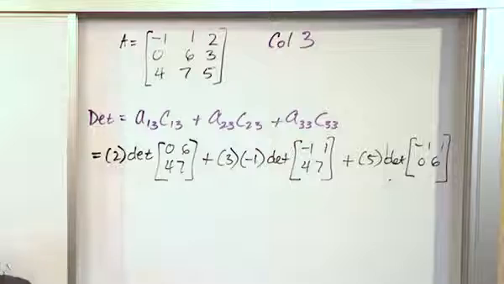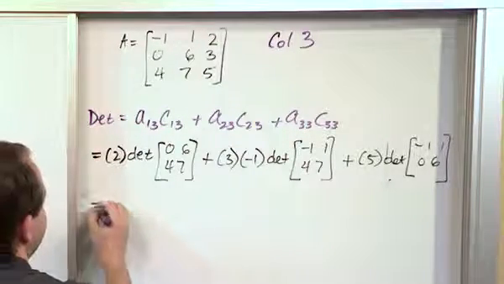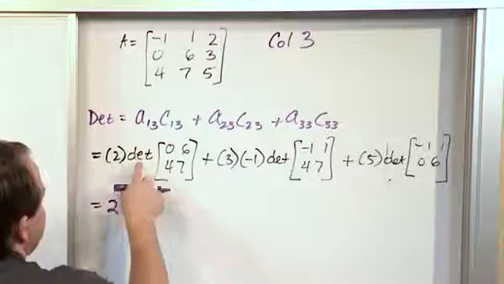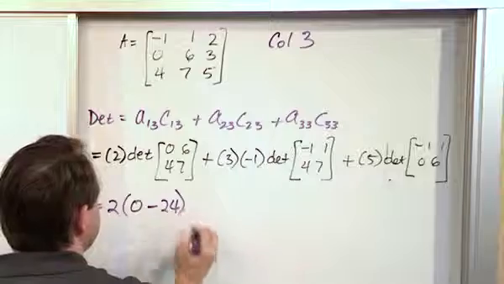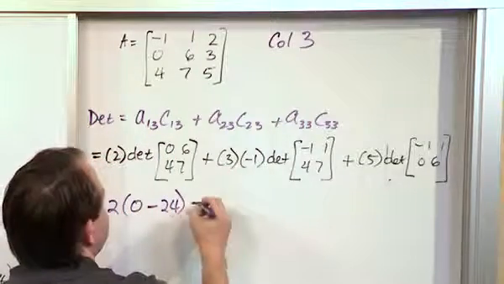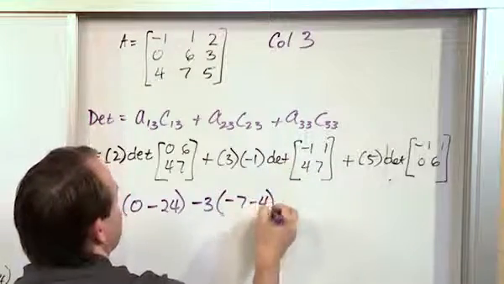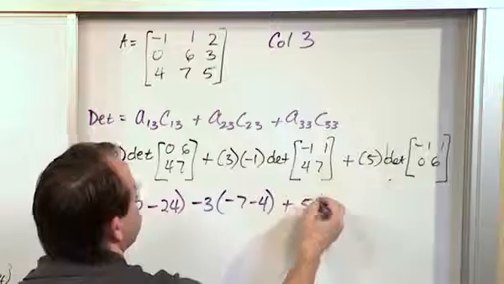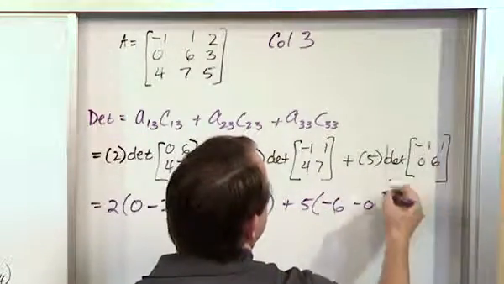I know this gets a little old after a while because we're doing the same thing over and over again, but I'm just trying to show you. Inside here, you get 0 minus 6 times 4 is 24. All right, and then over here, you have negative 3. And inside here, you have negative 7 minus 4, crisscross like that, plus the 5. Here you have negative 6, and then you have minus 0 going this way.